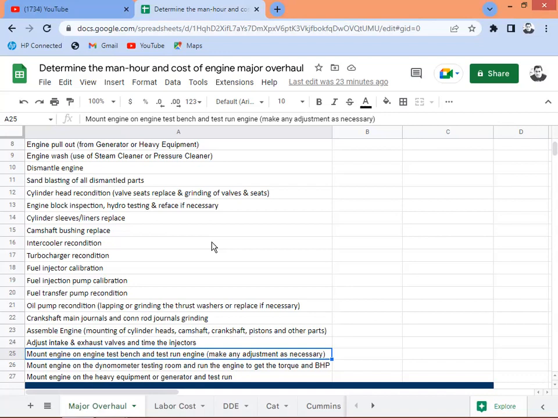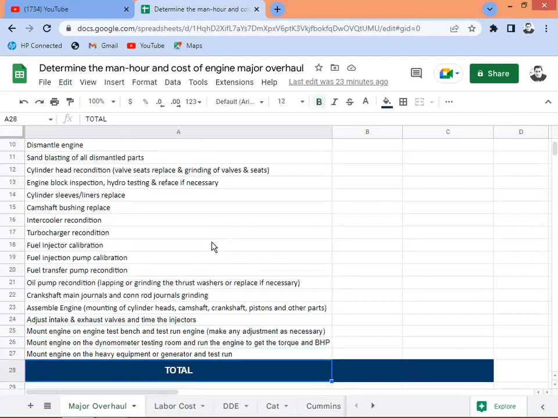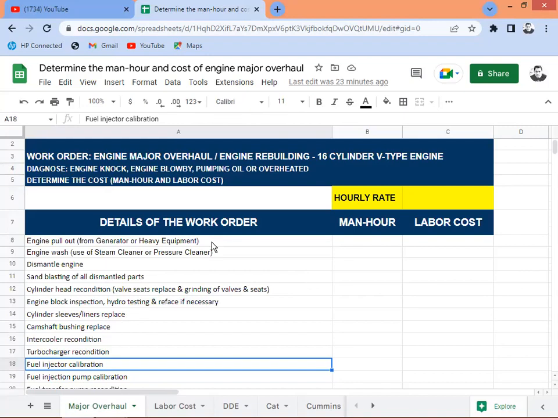What's important in this process is that you get the brake horsepower. That's why you mount it on a dynamometer and do the testing, so that you are able to see whether the engine will reach the brake horsepower that it's supposed to give. Then mount the engine on the heavy equipment or generator and test run. Okay, so that would complete the engine overhauling.